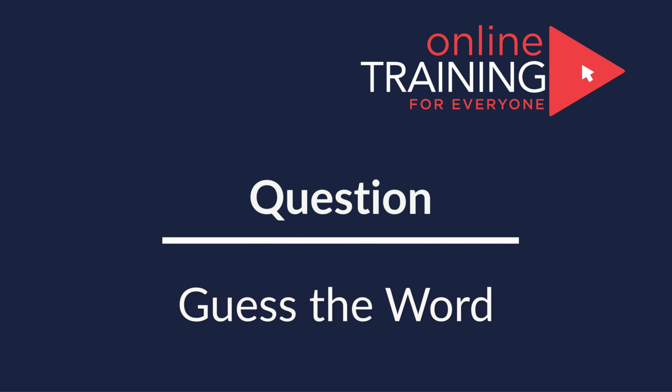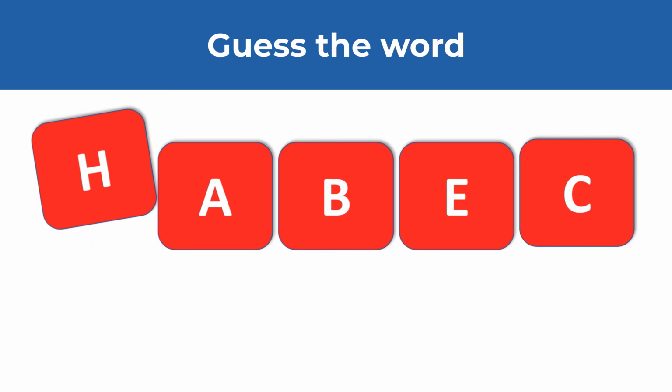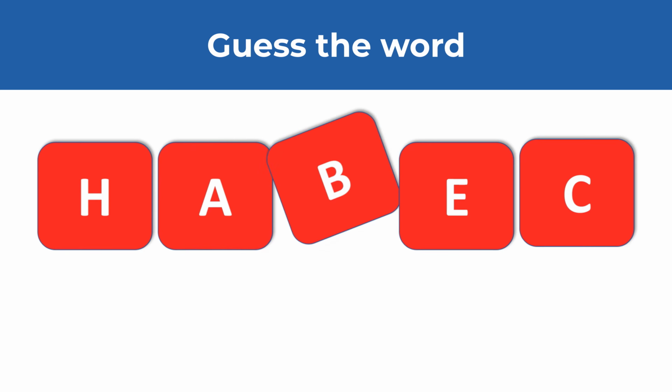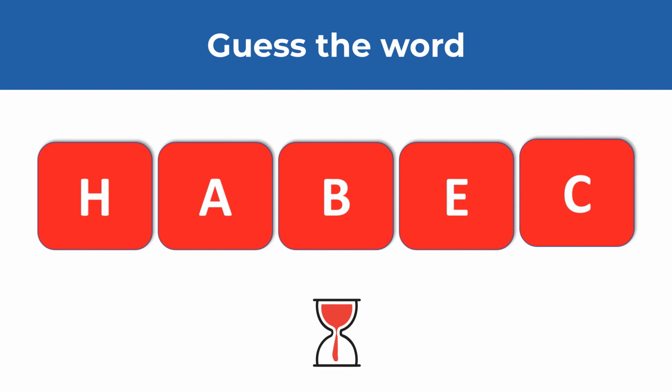Here's an interesting question from the recent test. You need to figure out the word from the 5 letters you see on the screen. The letters are H, A, B, E, and C. Do you see the word? Give yourself 10 to 15 seconds, maybe 20 seconds. You can pause this video to see if you can figure it out on your own. Make sure to use all the letters and to use each of the letters once.